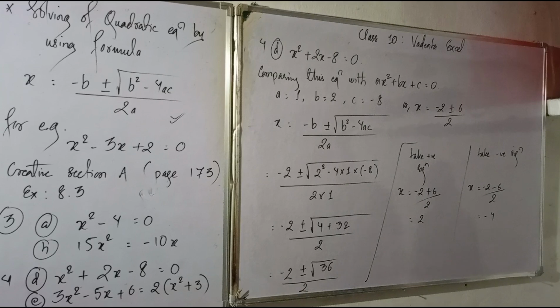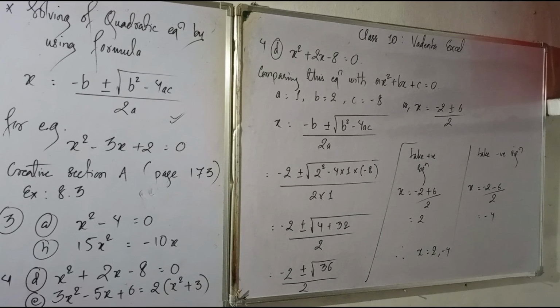Another, while taking the negative sign, x equals minus 2 minus 6 divided by 2. So this becomes minus 4. Minus 2 minus 6 is minus 8, divided by 2 is minus 4. So we have two values for x. One is 2 and another is minus 4. Very easy.